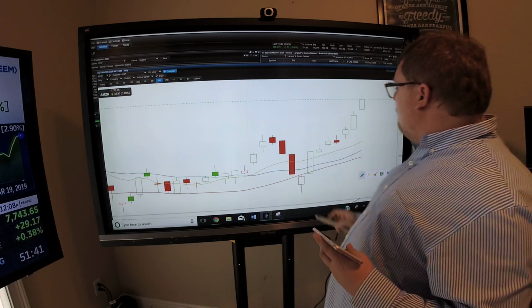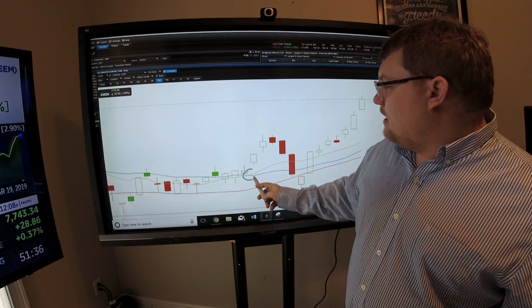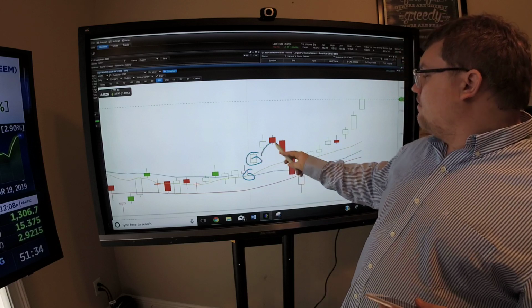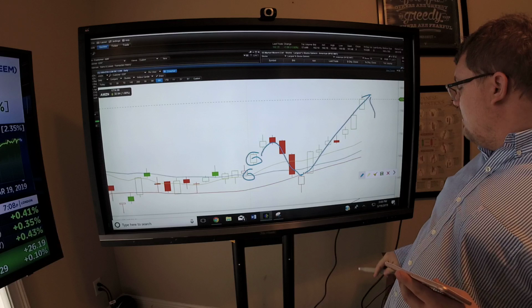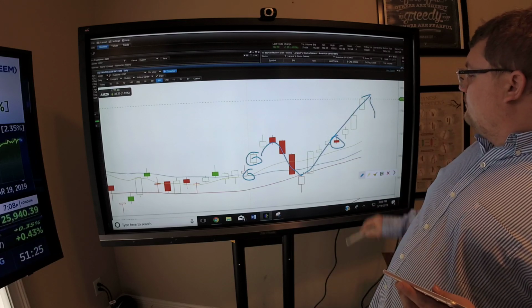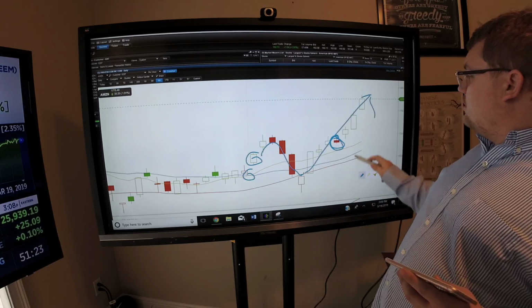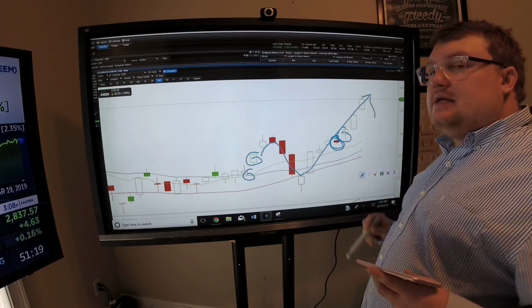Okay, so now going back to them. Right here, there was our entry. It came back down to the 50 SMA. And now it's breaking out here. We got in on Friday, so we got in right here, right when we were starting to break out, either there or there. But Amazon now is at $17.74.